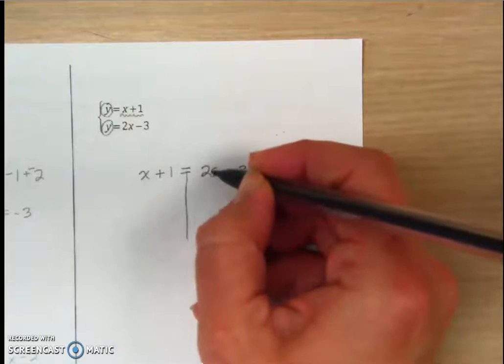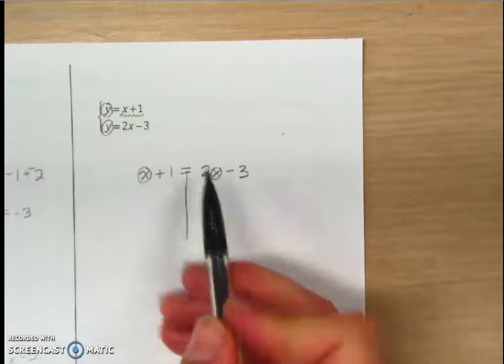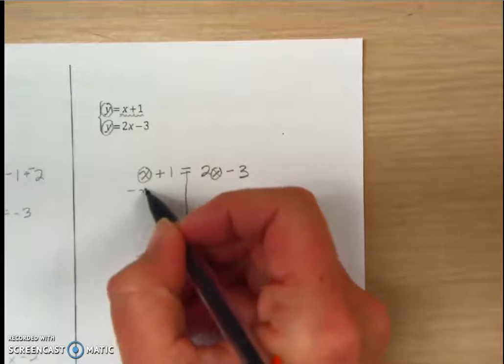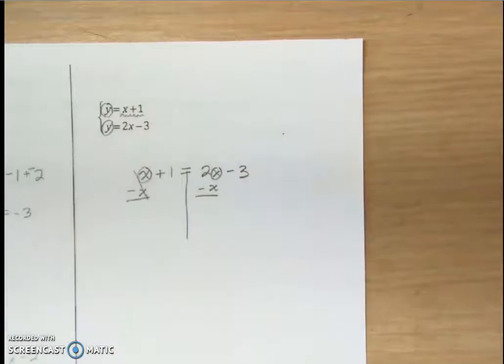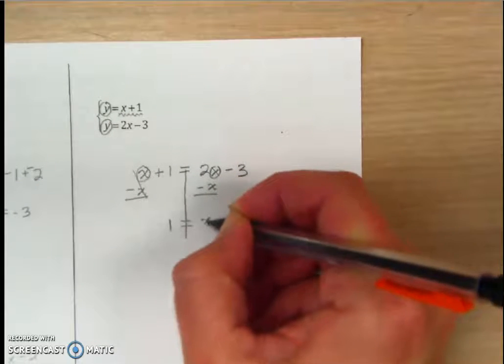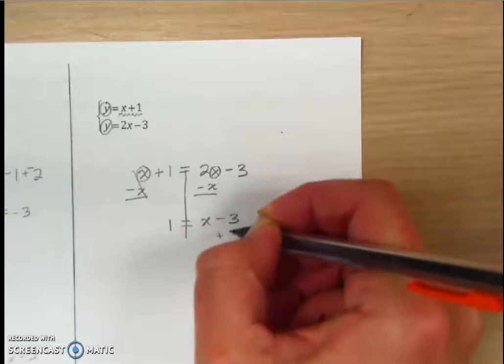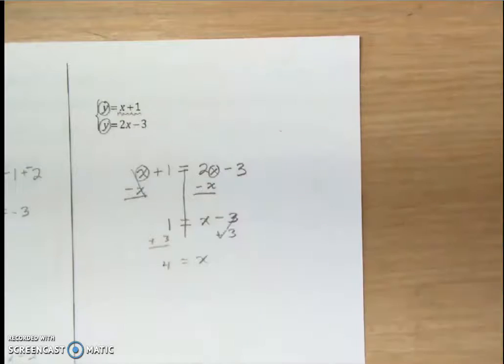When I draw my line and circle my variables, remember back in Unit A, we want to move the one that's smaller if we can. To move it, we subtract it from both sides. Remember, to get across this line, you have to do the opposite. So 1 will be equal to x minus 3. We add the 3 to both sides, and we get 4 is equal to x.